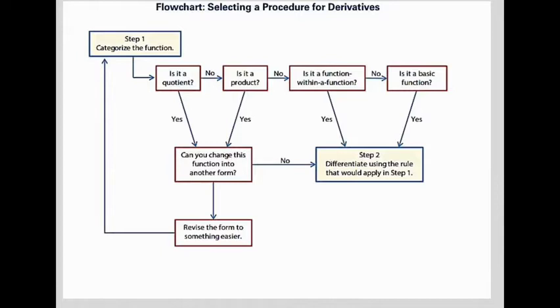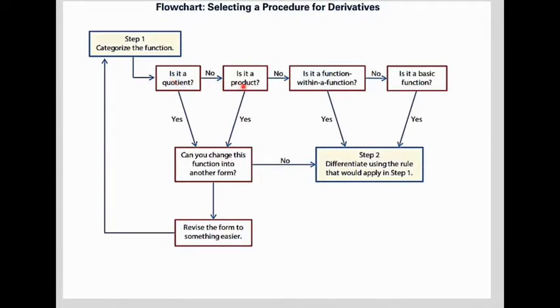So this is just a little flow chart to kind of train you in how to think about what rule do I need. So first look at it and get a sense of, well, what kind of function is this? Now, if it's a quotient or a product, you want to think about, before you do anything, can I change this into a different form? Can I factor and reduce? Can I distribute? Can I cancel something out? If no, then you're just going to take the derivative. If yes, do that. Make it easier. Simplify the function, then go back through the process.